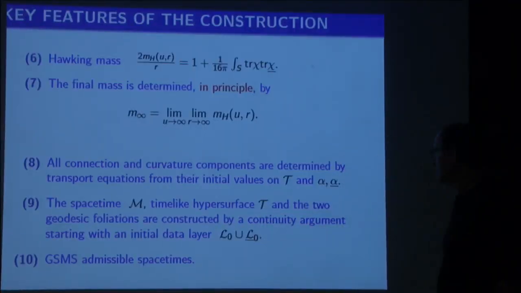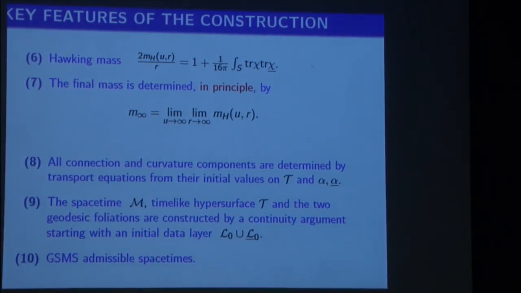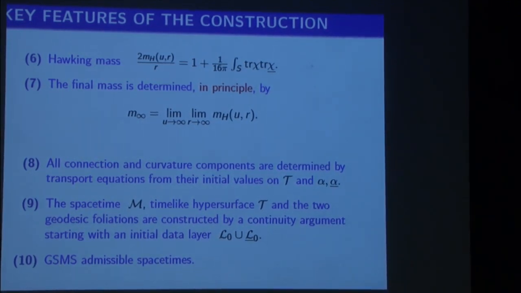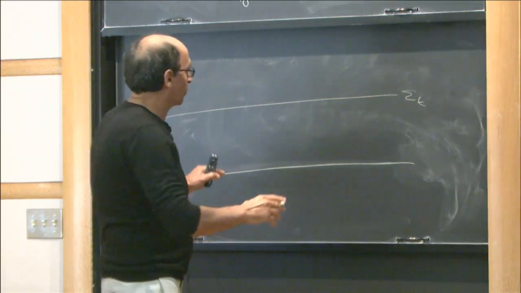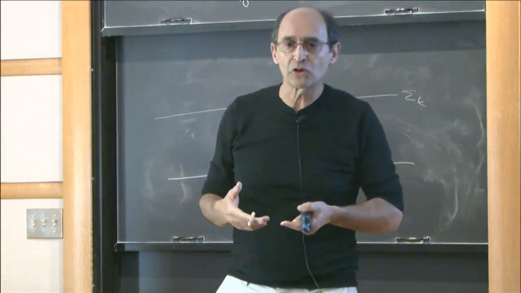The space-time M, the timelike hypersurface T, and the two geodesic foliations are constructed by a continuity argument. Okay, so that's the next important thing to be said. How do you produce these things? Like in the stability of Minkowski space, we constructed the space-time by starting with a space-like hypersurface and then moving on Sigma t, and constructing it recursively, or by a continuity argument, so to speak, where you assume that you cannot go any further. You have a certain assumption that is called the bootstrap assumption.